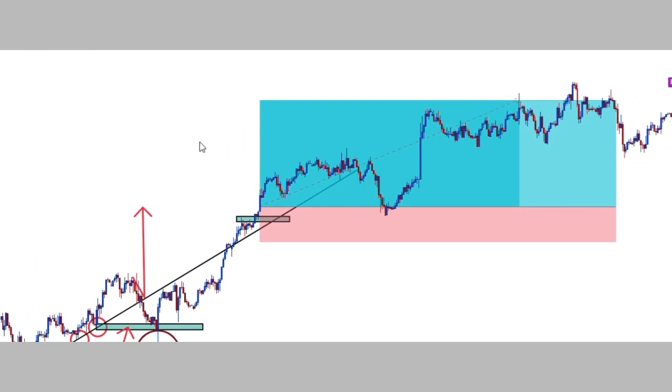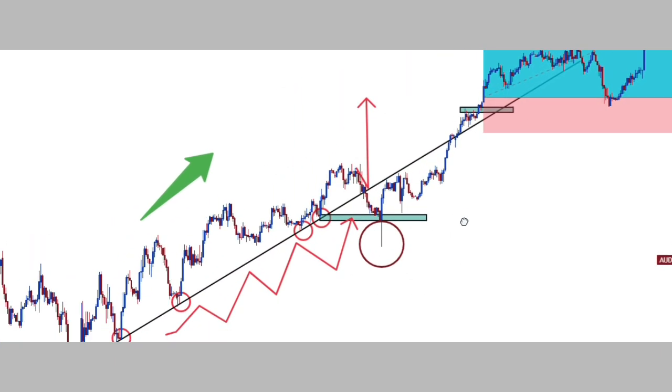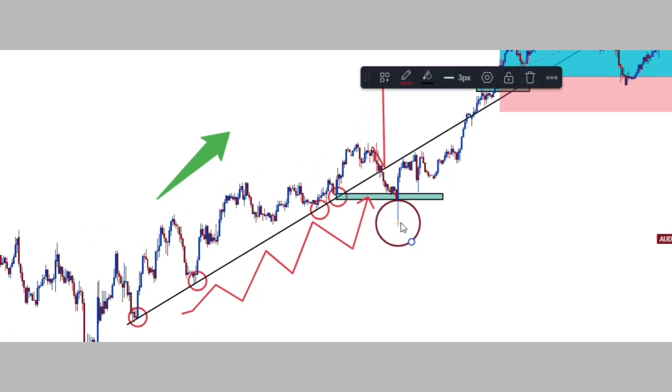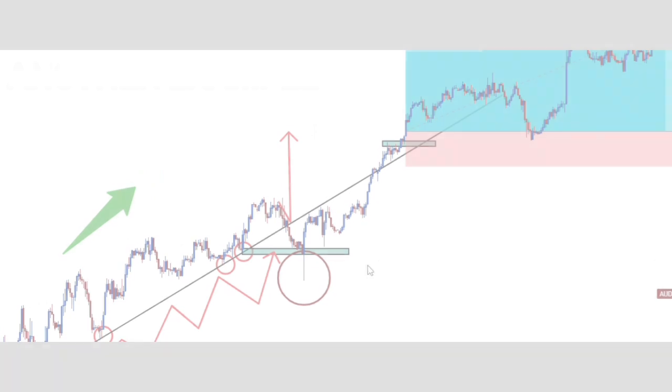So you have to be patient. Don't jump in immediately, or you'll be taken out. This is an example of how liquidity was taken out here. This is a clear liquidity sweep. So be careful, guys.